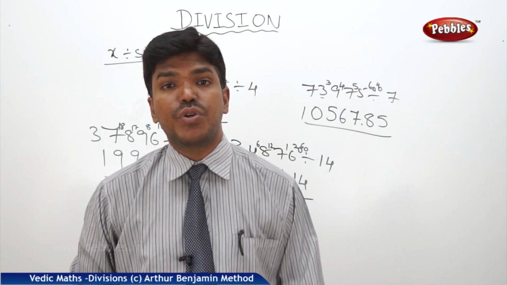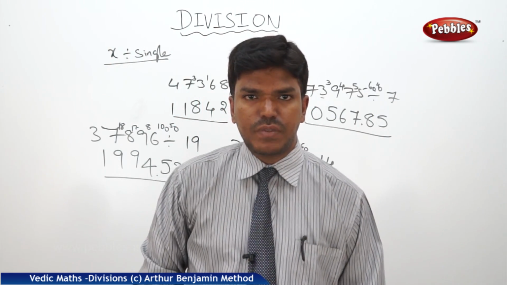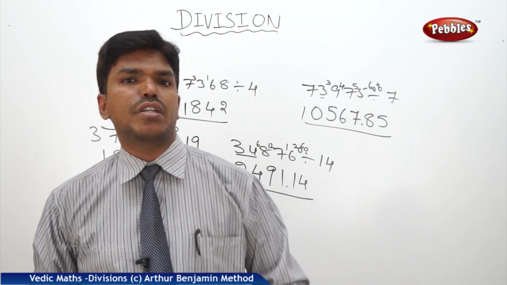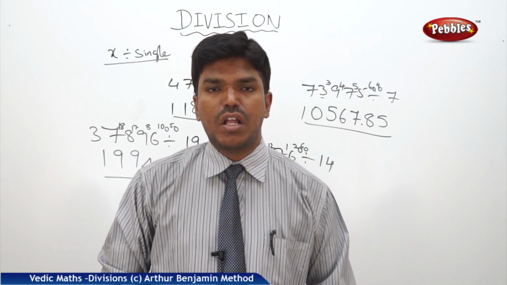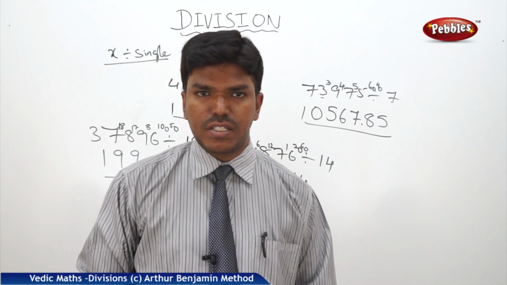Up to how many tables do you know? That many. Until there you can divide like that in a single line, just putting the remainders every time before the next number, so that you will get clarity to divide the number easily. Now let us see the next method in our Vedic maths for divisions.